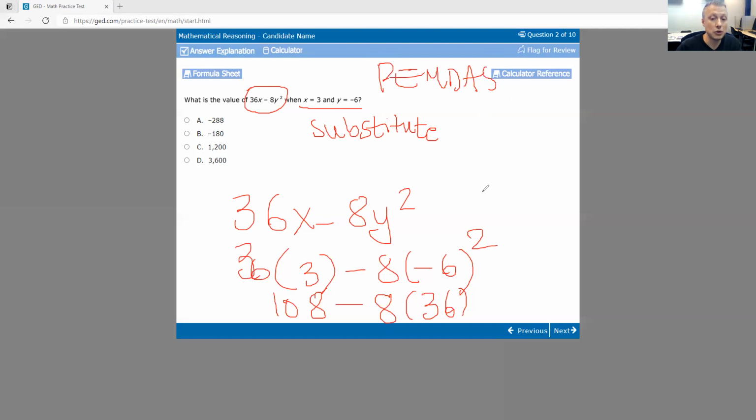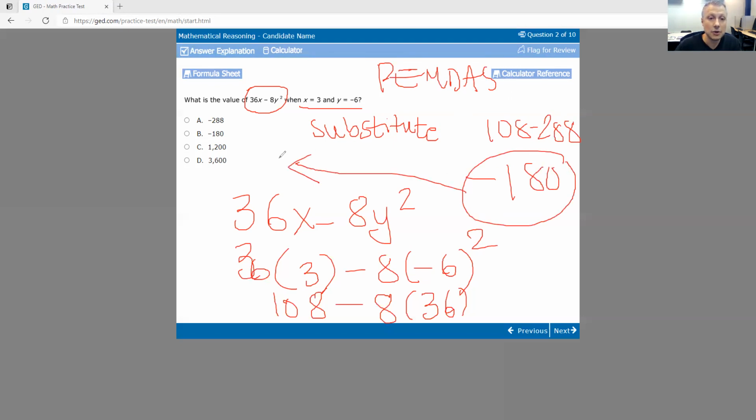So you want to make sure the parentheses get taken care of first, and then you take care of the exponent. So 8 times 36 is 288. So now we're moving up here, 108 minus 288. And then 108 minus 288, we get -180. And then we go in here trying to find that -180, which is option B.